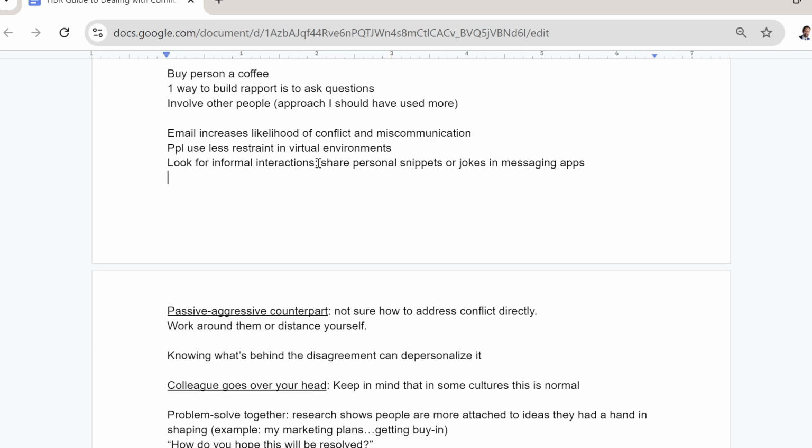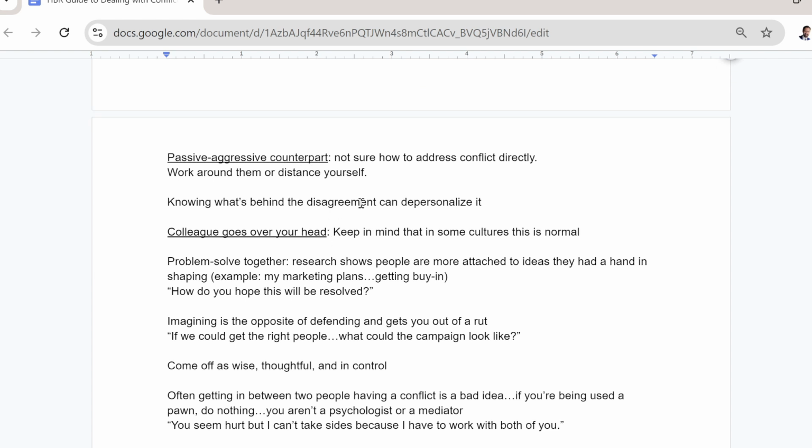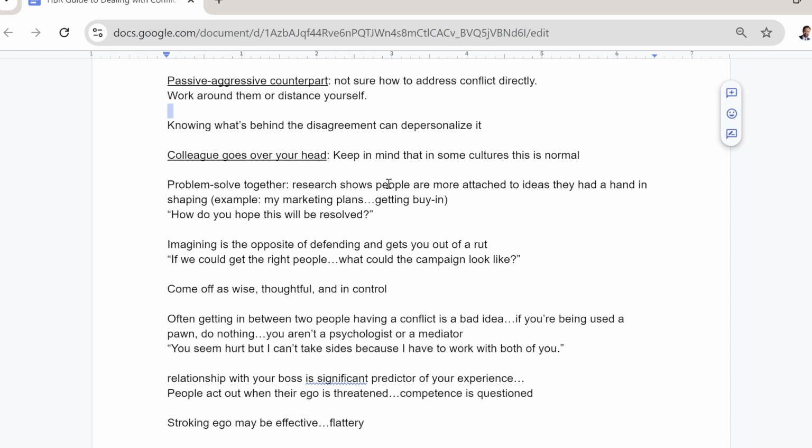I had a project manager who invited me to go out, and he built rapport with me that way. And then I felt more inclined to do favors for him later in the future, like delivering a presentation on how projects were going. Sharing personal snippets or jokes in messaging apps helps build rapport outside of the formal context of work. Let's say you have a passive-aggressive counterpart, and that person isn't sure how to address conflict directly. You can work around that person or distance yourself from them.